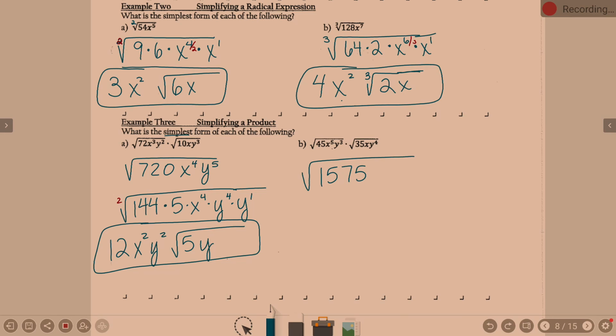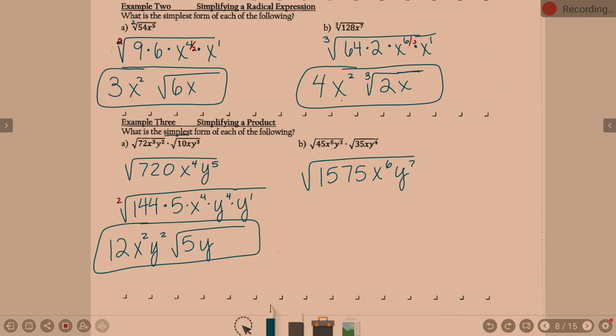x to the fifth times x. Add those exponents, x to the sixth. y to the third times y to the fourth. Add those exponents, y to the seventh. Okay. Again, I told you to have a calculator by your side today, didn't I? Unless you are just a super duper math whiz, I don't know how you're getting that one without the calculator by your side.